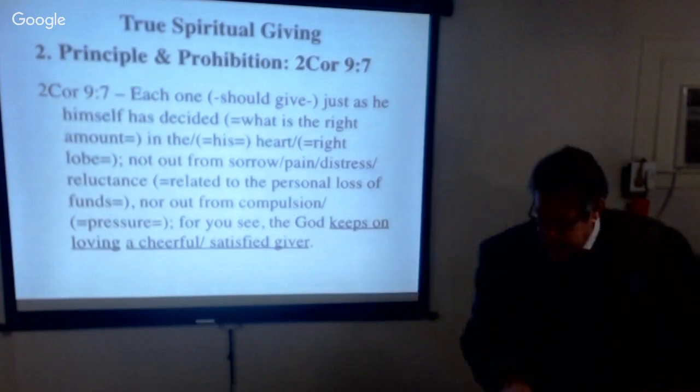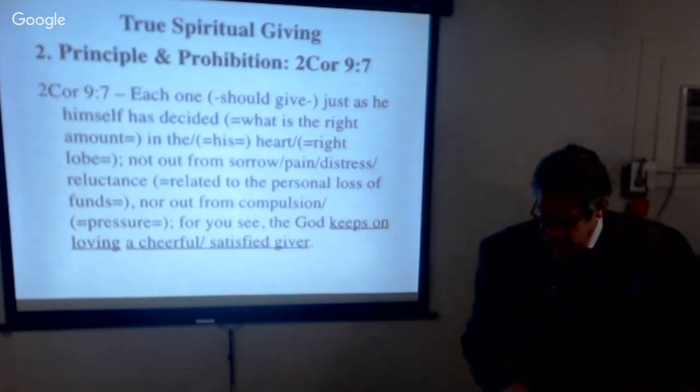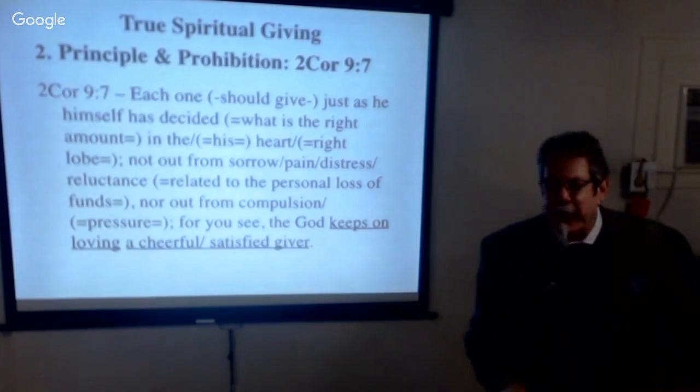We have each one, it's principle, each one should give just as he himself has decided what is the right amount in his heart, slant right lobe, not out from sorrow, pain, distress, reluctance. That means worrying about losing funds, worrying about, oh, gee, if I give, I'm not going to be able to have this, okay? Or if I don't give, something horrible is going to happen. Nor out from compulsion, slant pressure, okay? We don't have someone come around and break your kneecaps. If you did, I'd have a heck of a lot more money, okay? But nobody's going to come around and break your kneecaps because you're not giving, okay?